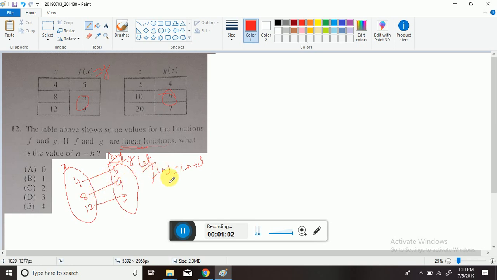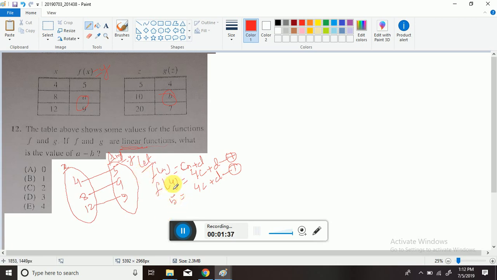So let us consider the function f x is cx plus d. If f x is cx plus d, then what is f4? F4 equals, x is replaced by 4, so 4c plus d. F4 value is 5. So 5 equals 4c plus d. This we can consider equation 1.